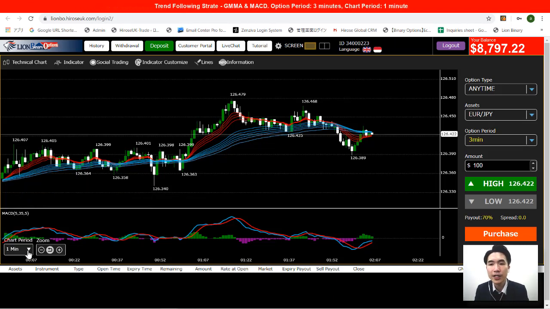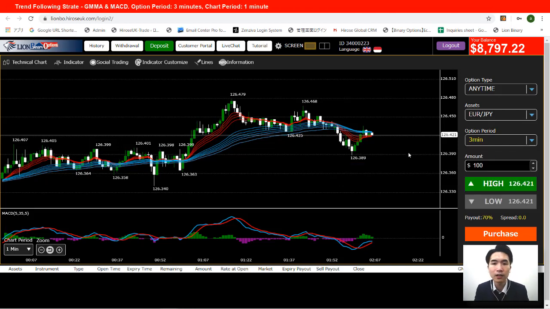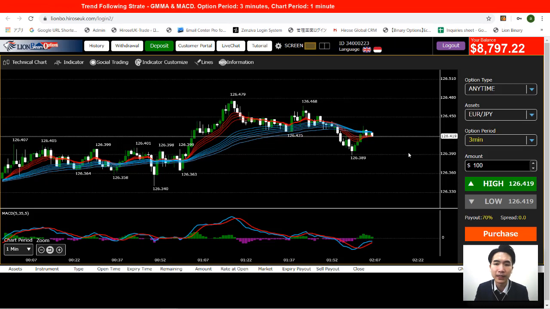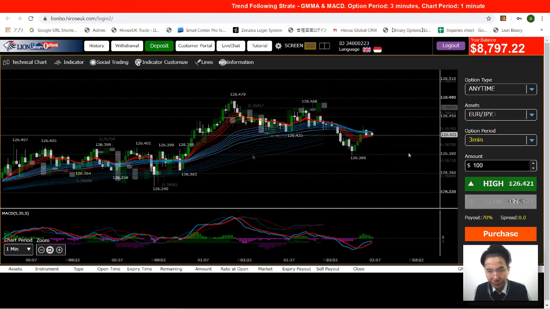After that, we'll change the option period to 3 minutes as well. So go to option period and select 3 minutes. Click on it. Now we'll be using the 1 minute chart to trade with a 3 minute option. So now all the settings are done, then we can move on to the trades.